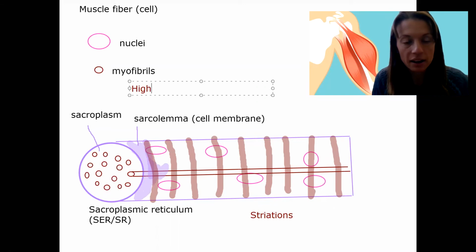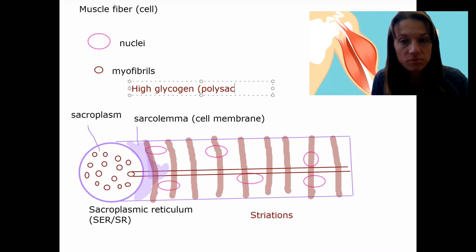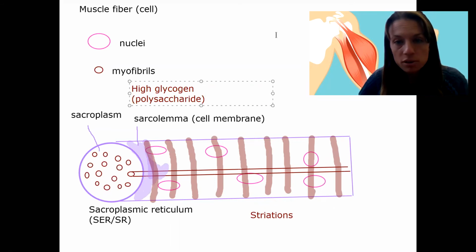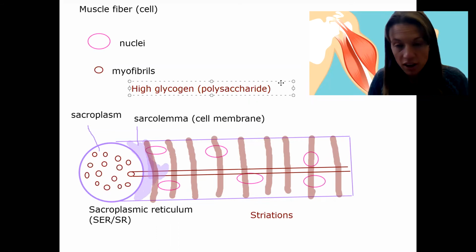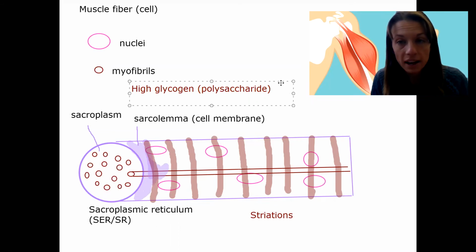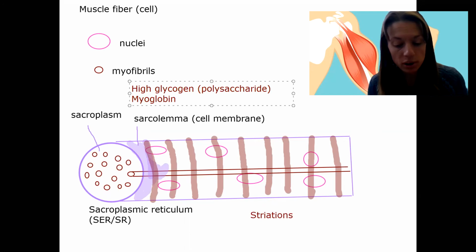Lastly, 2 more characteristics of muscle cells. There's going to be high glycogen levels. Glycogen is a polymer, a polysaccharide, because it's made up of multiple glucose molecules. And the other thing, we're going to have myoglobin. This is a lot like hemoglobin, but it's a single subunit. It's going to be used to carry oxygen in the muscle cell. Myo is also a prefix for muscle.